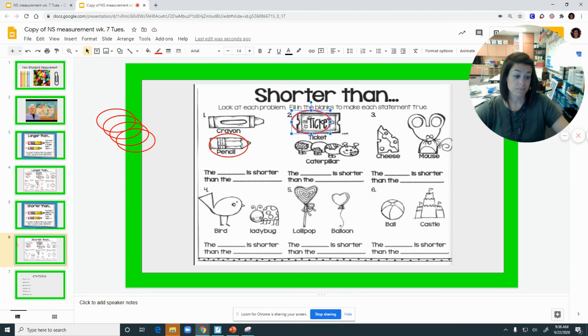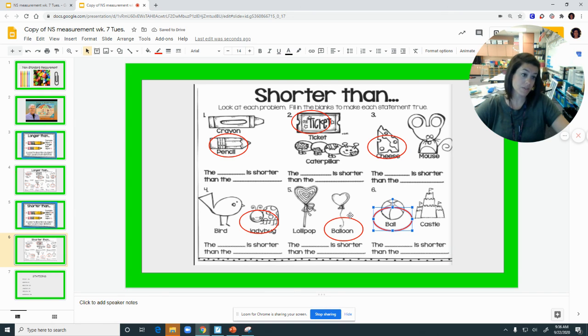Cheese or mouse? You're right, the cheese. The cheese is shorter than the mouse. Bird or ladybug? Ladybug. The ladybug is shorter than the bird. Lollipop or balloon? Balloon. The balloon is shorter than the lollipop. Ball or castle? Ball. The ball is shorter than the castle.